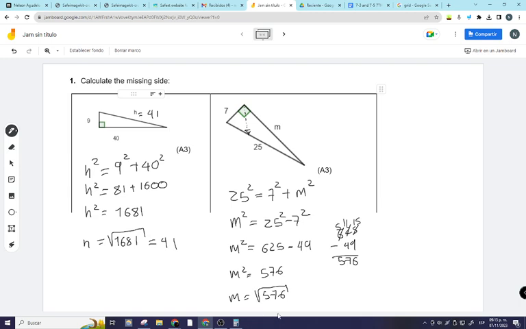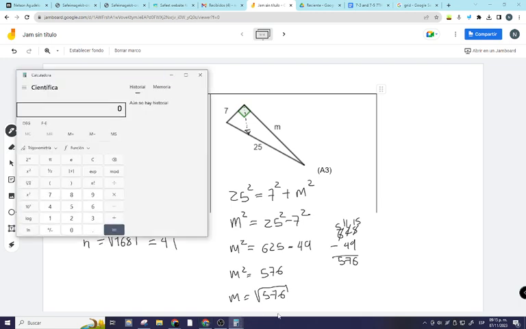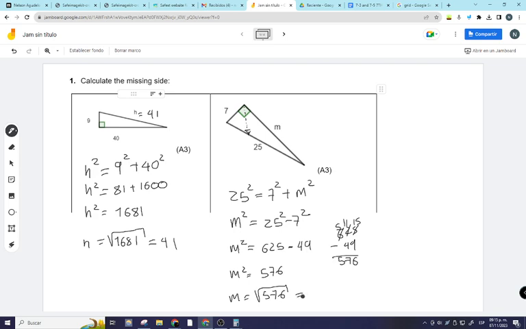And once again, let me pull out the calculator. The square root of that is exactly 24. So m is 24.